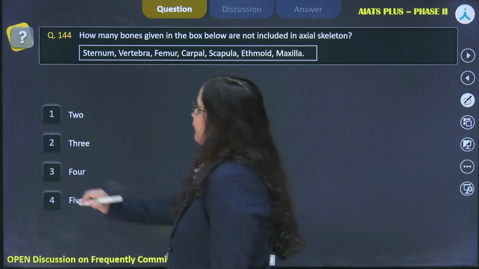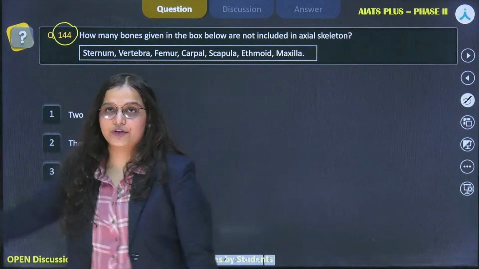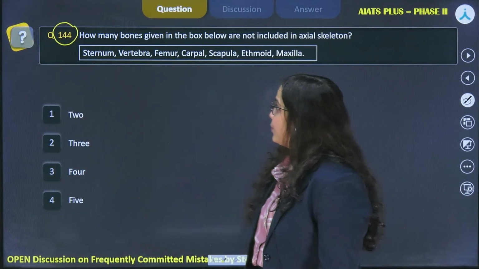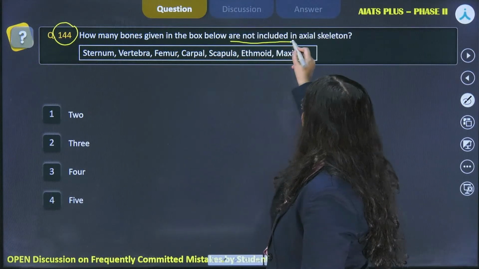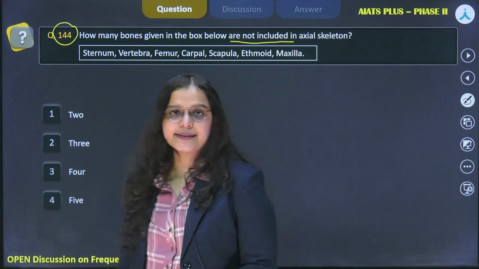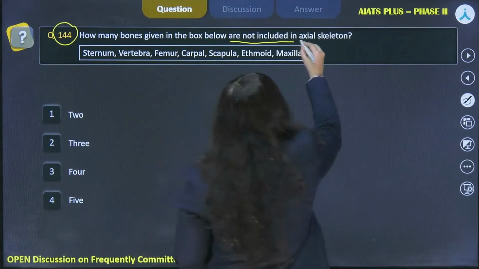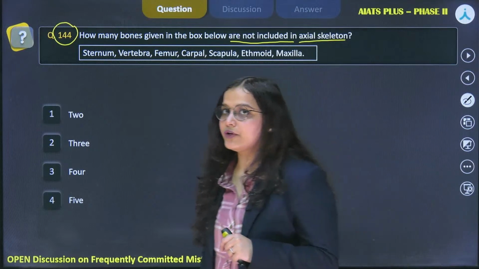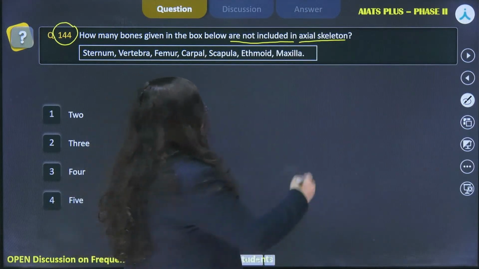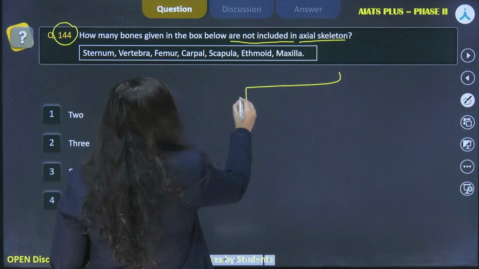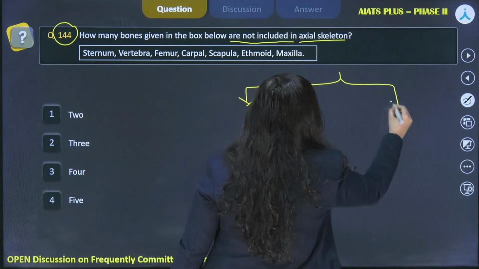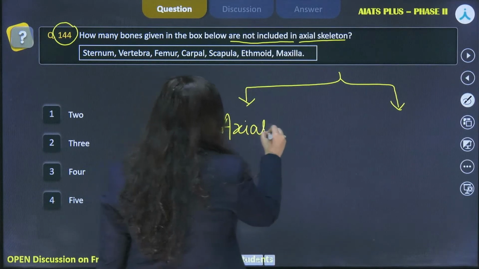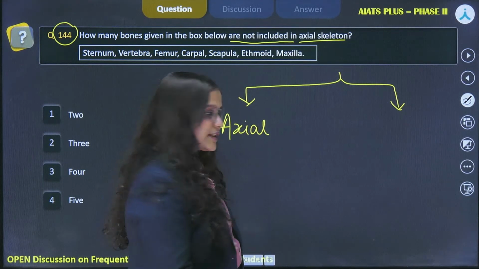All right. Our next question is question 144, and it states: how many bones given in the box below are not included in the axial skeleton? So students, as we already discussed, our endoskeleton is divided into two principal axes, which are the axial skeleton and the appendicular skeleton.